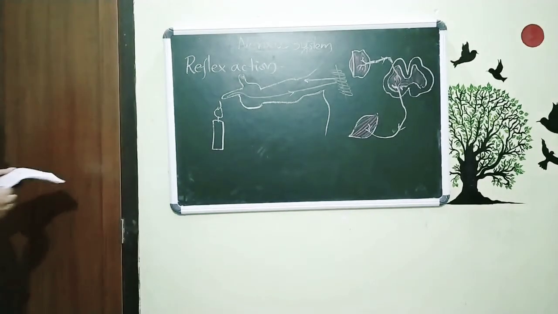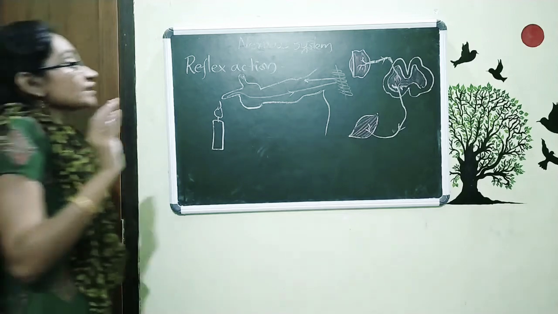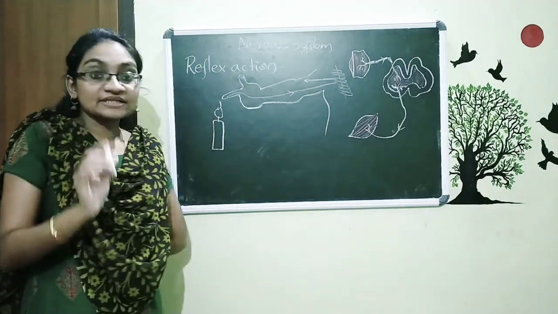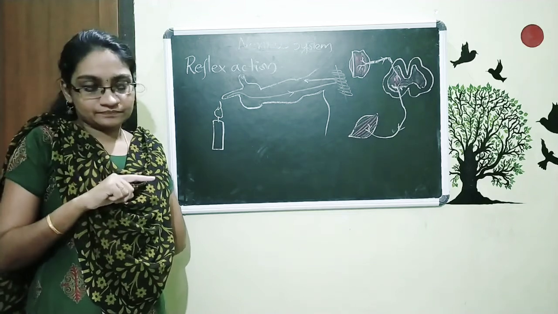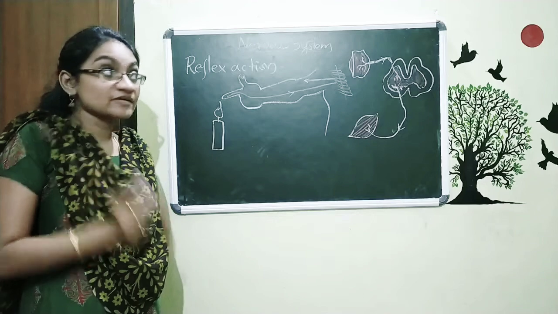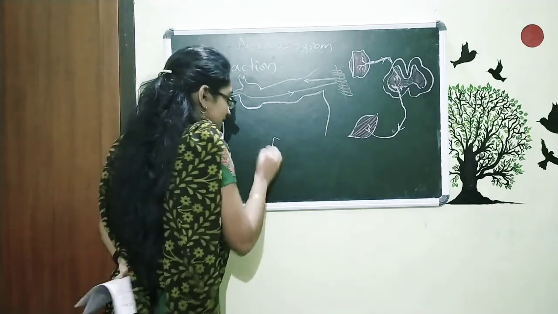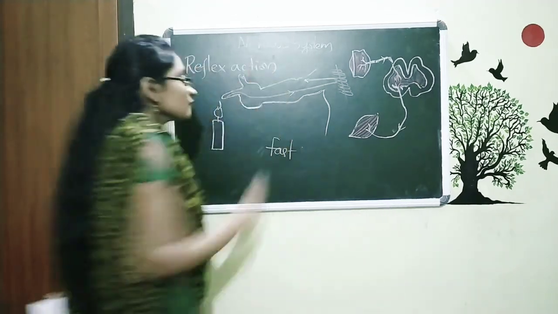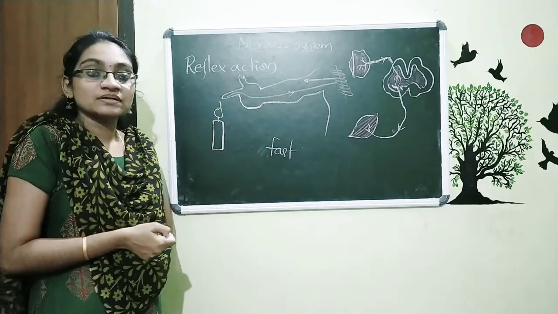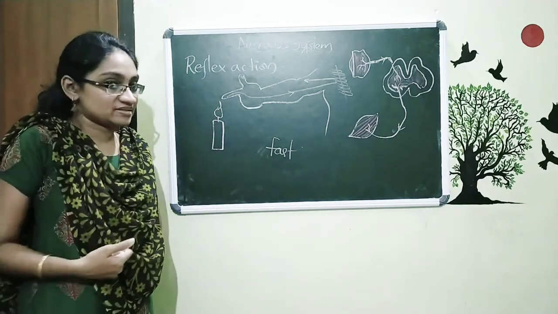Reflex action. In our body, all the functions are controlled by our brain. But certain types of actions are very fast. For example, when I am holding my hand to this fire, what will happen? I will suddenly take off my hands.